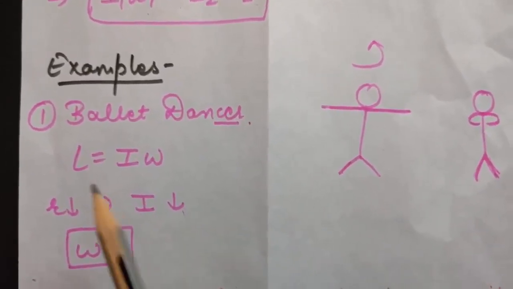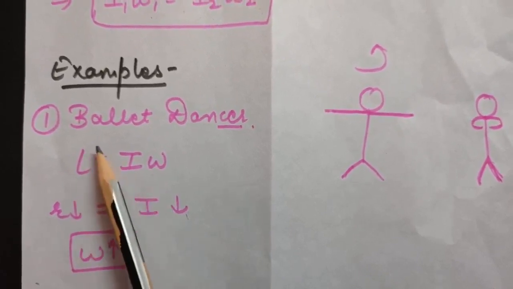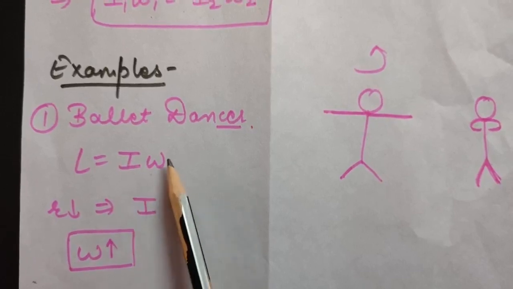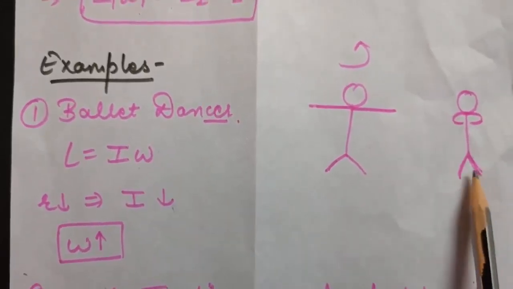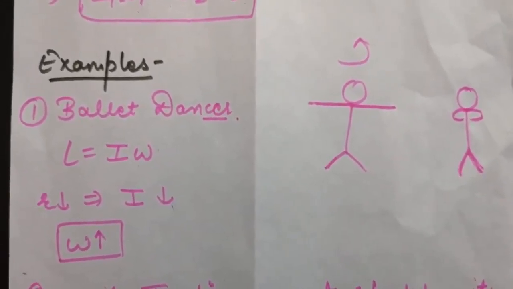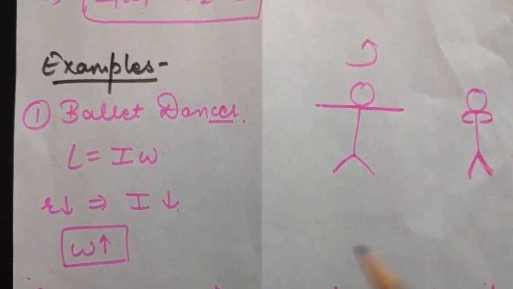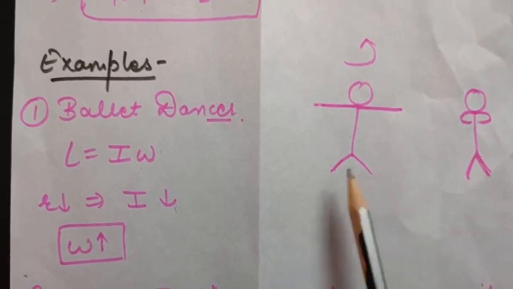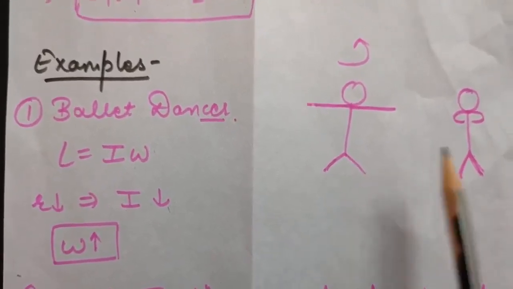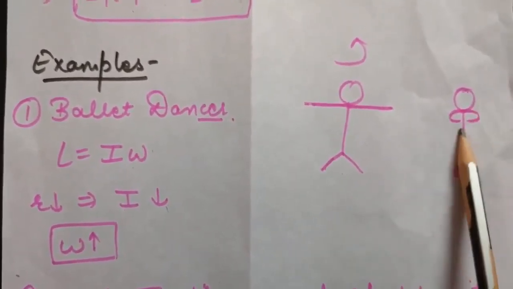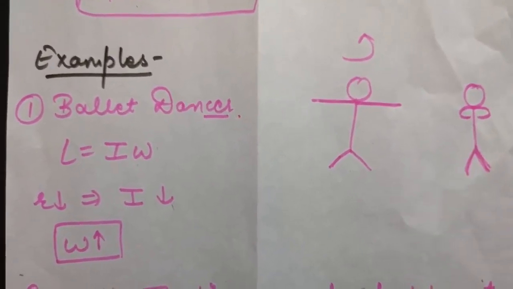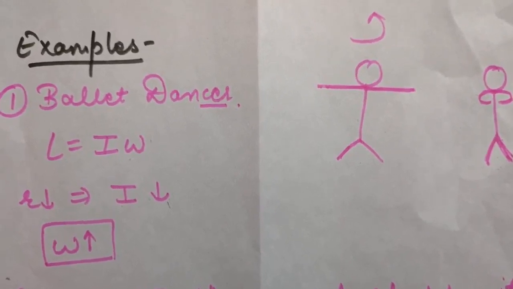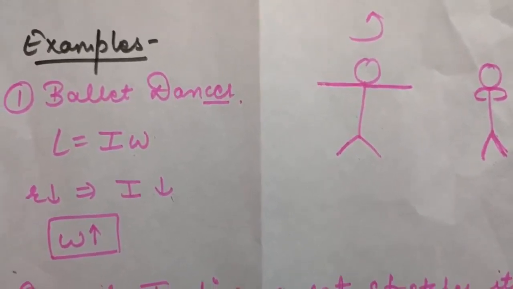Now if we talk about conservation of angular momentum, L remains constant. If I is decreasing, that means omega will increase. So in this case, by decreasing its moment of inertia, the ballet dancer can increase her angular velocity. If we compare these two cases, the angular velocity of the ballet dancer will be very high in this case, and this is the reason why a ballet dancer while dancing folds her hands to increase her angular velocity.